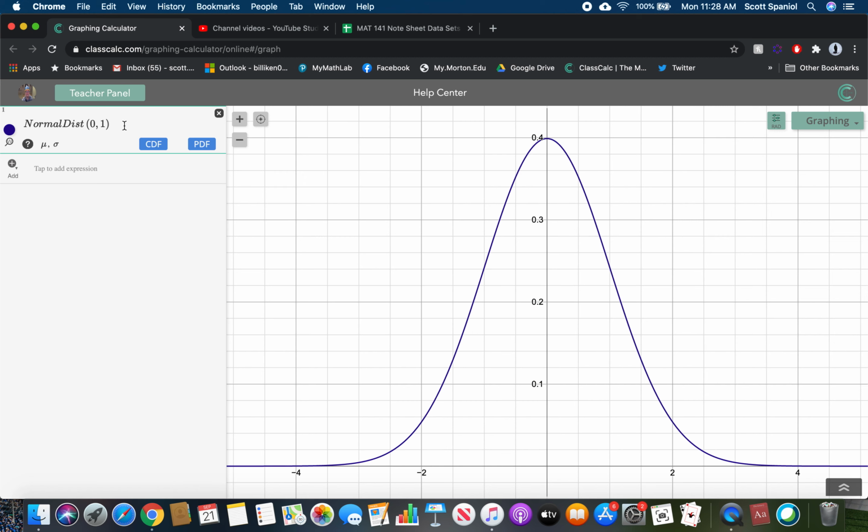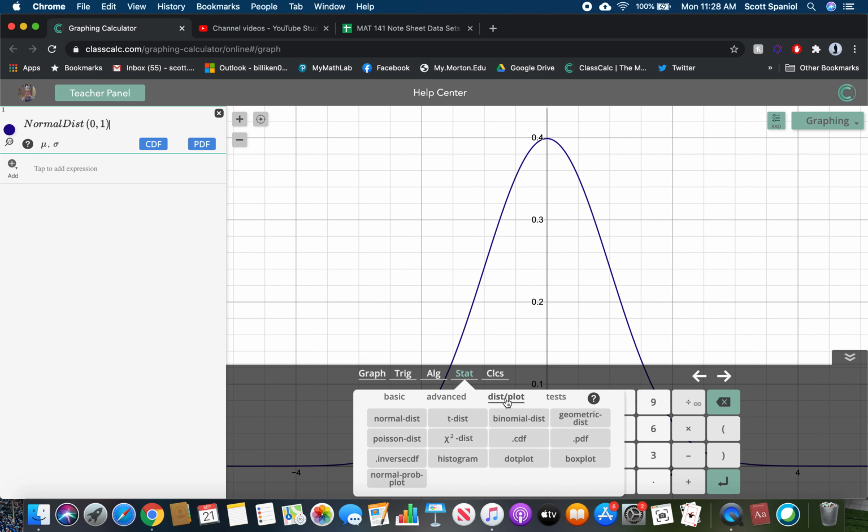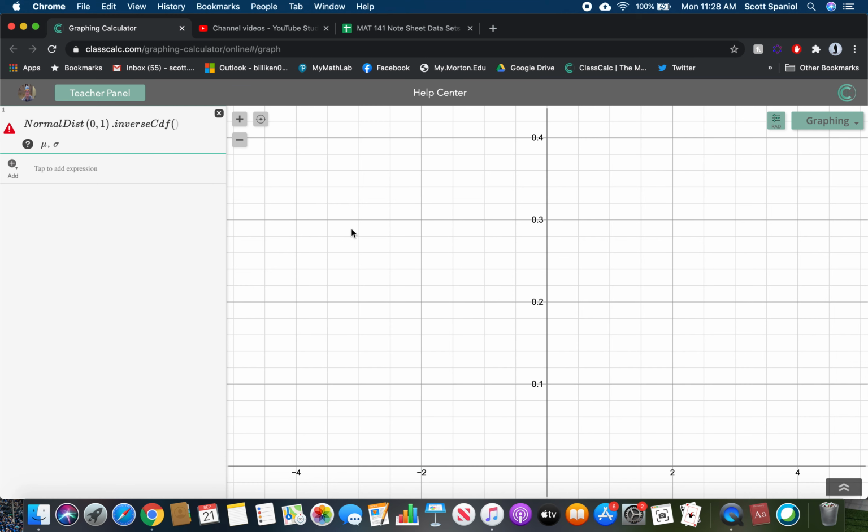So what we can do is we can add a function to our normal distribution. So if we go back into stat, distribution plot, one of these things says inverse CDF. Okay? So if I choose that, what it'll allow me to do is it'll allow me to find areas to the left and to the right. So what we can try doing is try putting in 0.2. Okay, and it'll tell me then that the value that will give me the area to the left is negative 0.841.